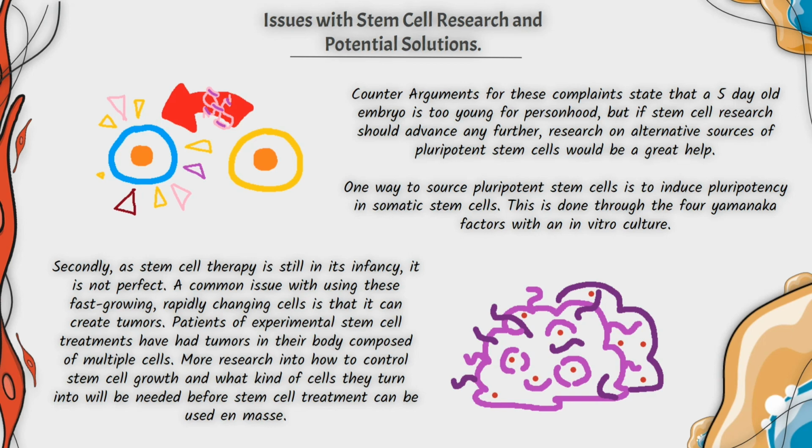And secondly, as stem cell therapy is still in its infancy, it is not perfect. A common issue with using these fast-growing, rapidly changing cells is that it can create tumors. Patients of experimental stem cell treatments have had tumors in their body composed of multiple cells and many different kinds of cells, including tumors made of hair cells, bone cells, and heart cells. More research into how to control stem cell growth and what kind of cells they turn into will be needed before stem cell treatment can be used en masse.